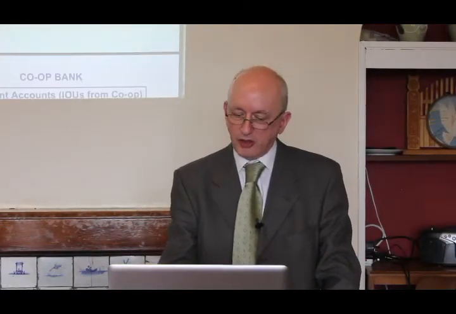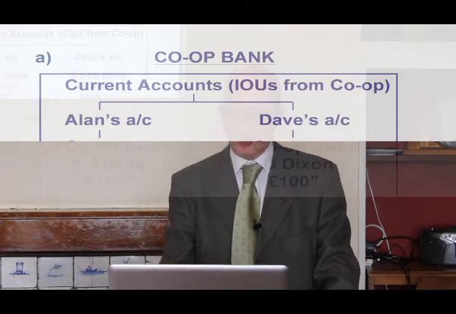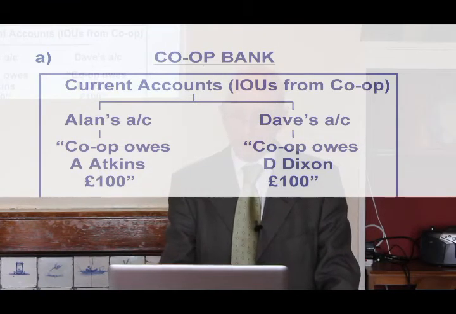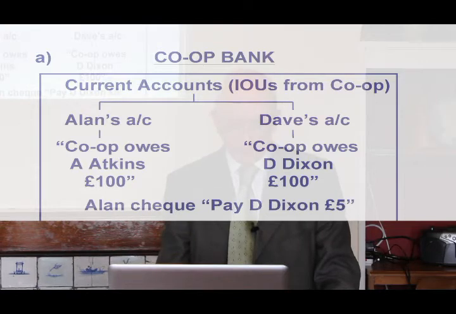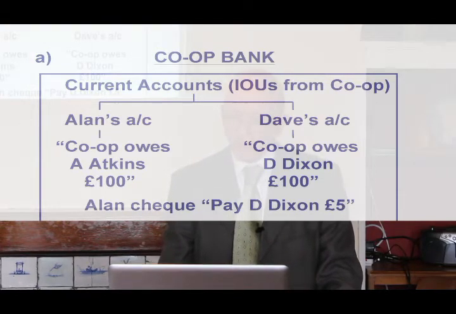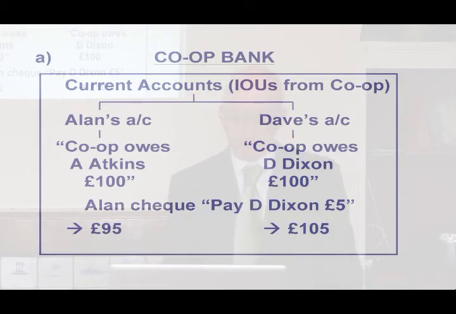The first case, it all happens within the Co-op Bank system. Two people who have current accounts with them, and let's say they've each got £100 in the current account, which means, in effect, there's an IOU to each of them from the Co-op Bank for £100. Alan writes a cheque to Dave for £5, and that's easy for the bank to sort out. All they need to do is reduce the amount they owe Alan by £5 and increase the amount they owe Dave by £5. And the bank is quite happy to do that.